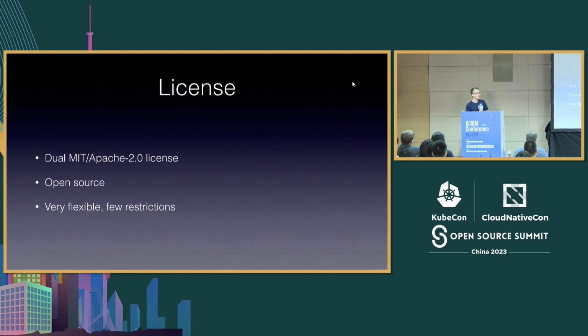So the license, it's a dual MIT Apache 2.0 license. It's an open source license. It's very flexible. There's very few restrictions. So it's pretty simple.